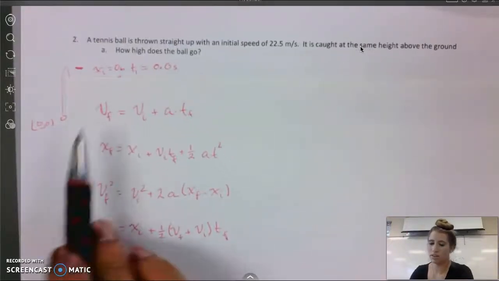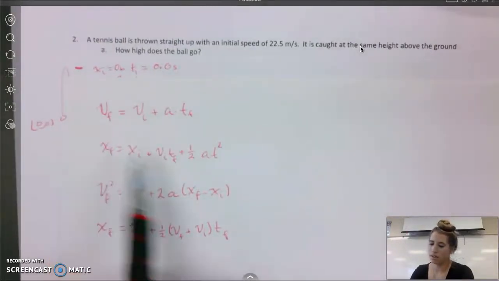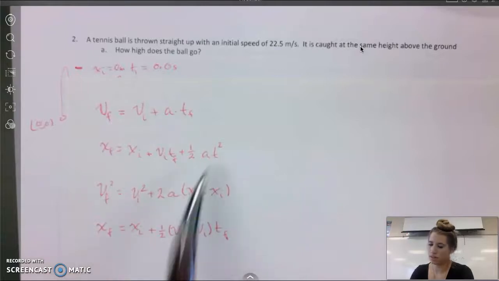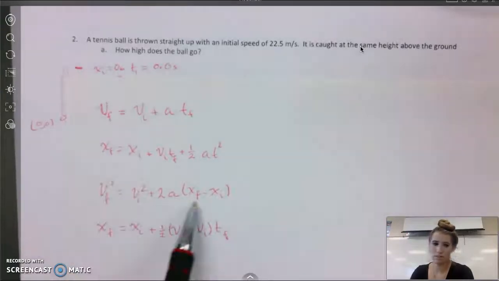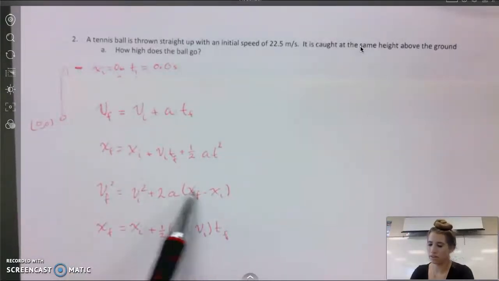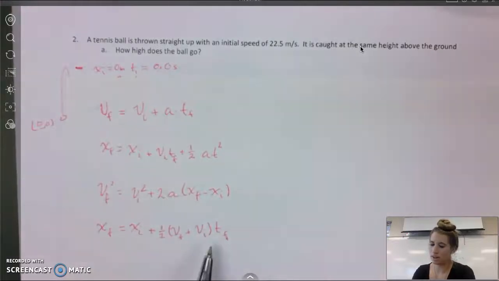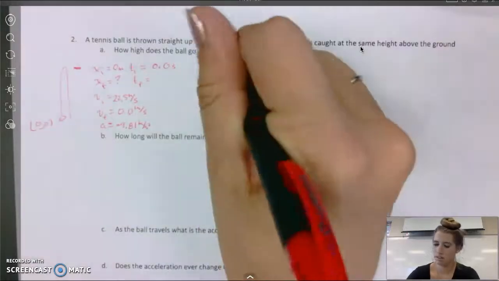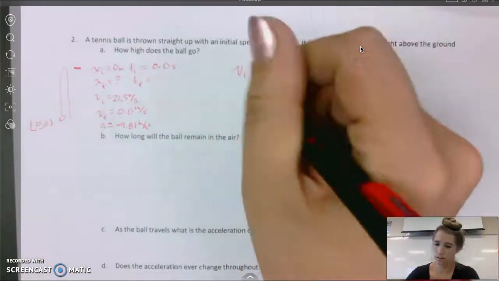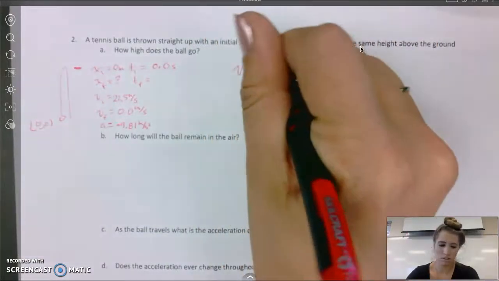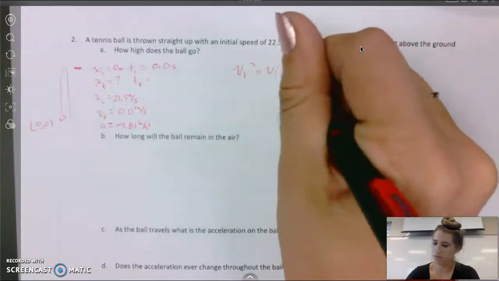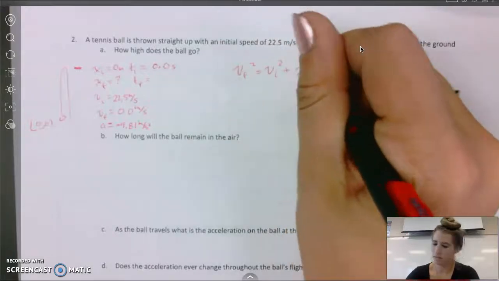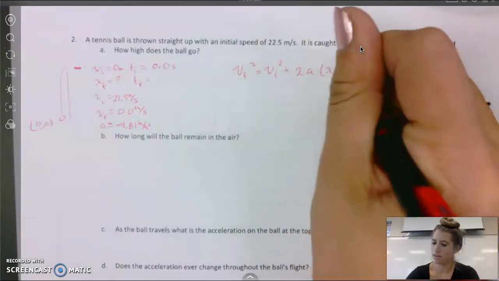Okay, this one doesn't even have x final. That one has time, that doesn't work. This one doesn't have time, and it has x final, so that one, we could use that. We can't use this because of the time component. So this is the equation that we'll be using. So velocity final squared is equal to velocity initial squared plus 2 times acceleration times x final minus x initial.